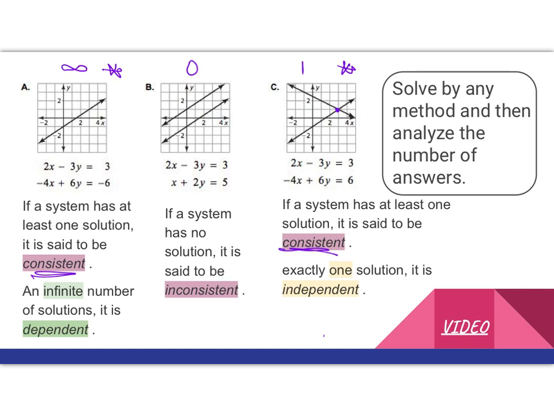If I don't have an answer, that system is said to be inconsistent. Does that make sense? You don't have an answer, it's inconsistent. It doesn't work.